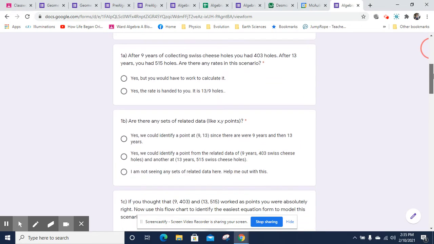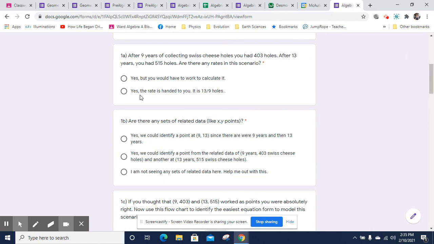So here's our first question. After 9 years of collecting Swiss cheese holes, you had 403 holes. After 13 years, you had 515 holes. Is there any rate in this scenario?